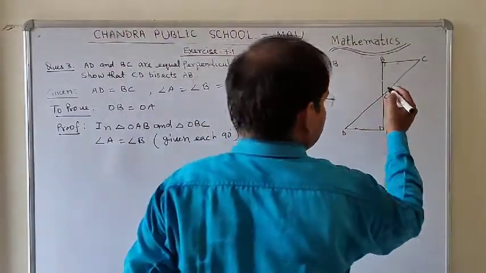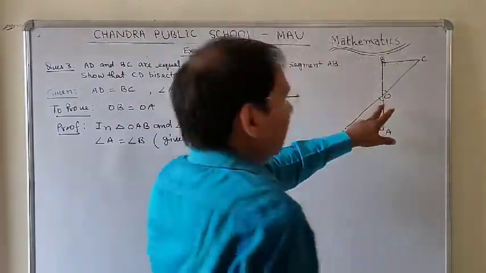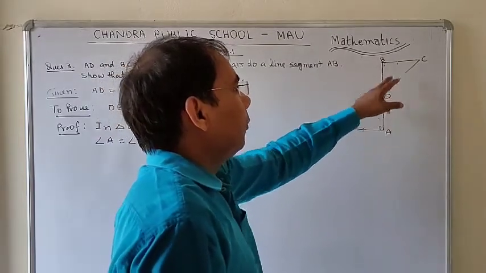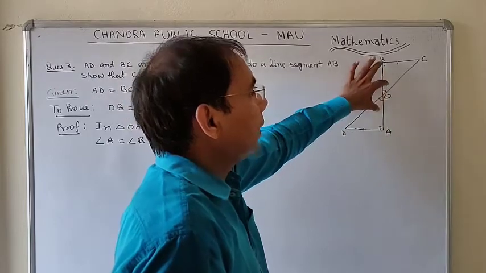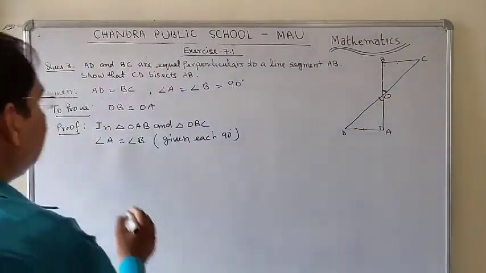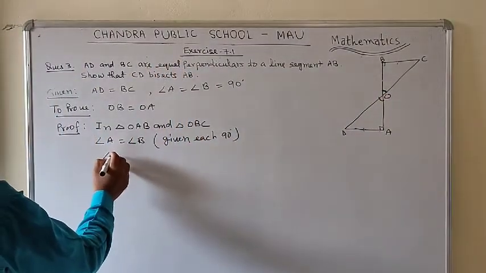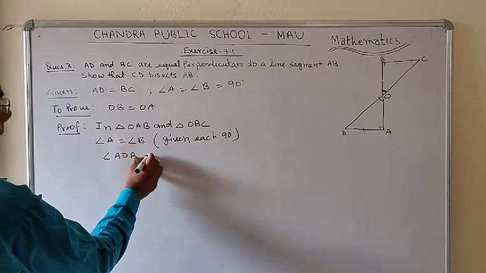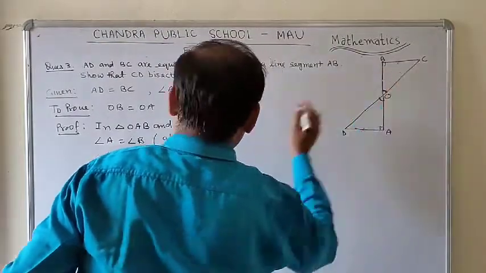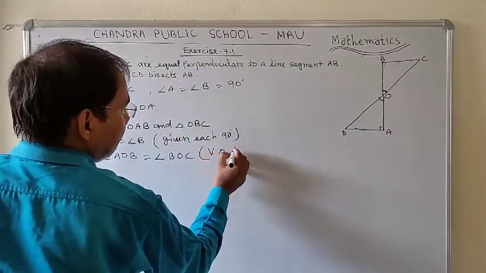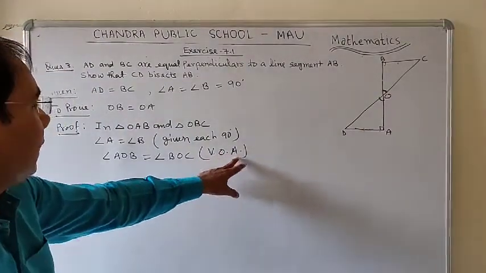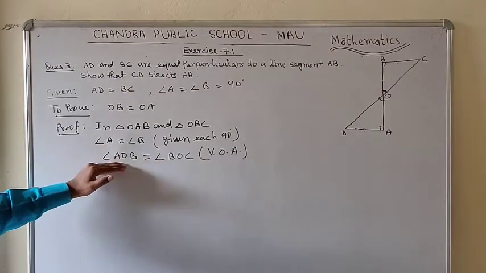Next, if two lines intersect, then vertically opposite angles are equal. So these two are the vertically opposite angles. So these two will be equal. So here you can write angle AOD equals angle BOC, angle AOD equals angle BOC, reason: vertically opposite angles. In short, vertically opposite angles is written VOA. So here you have to find two angles equal.